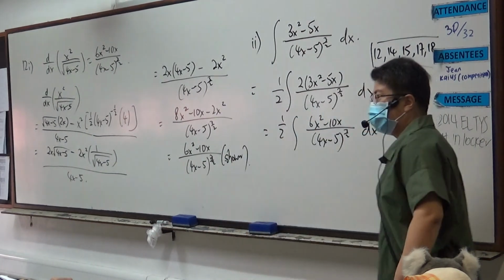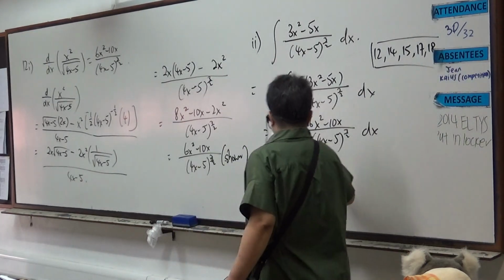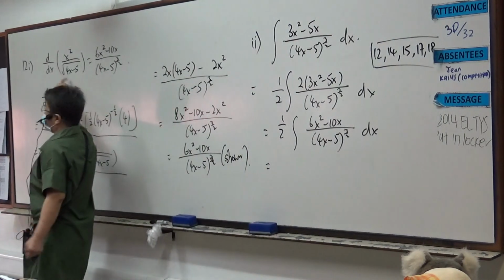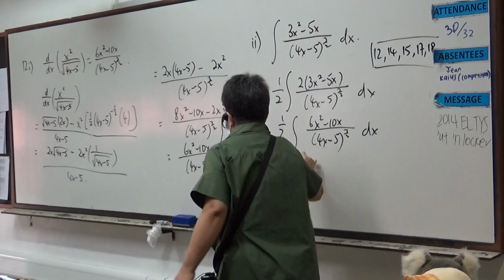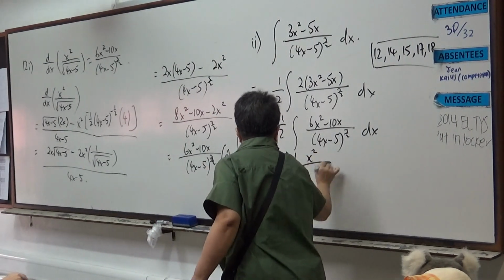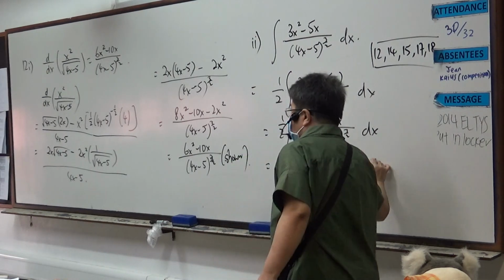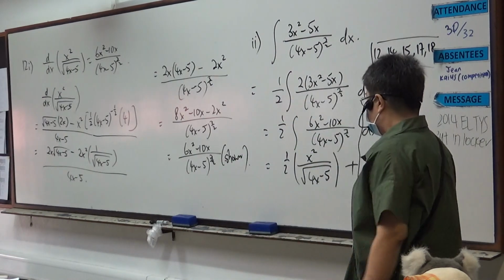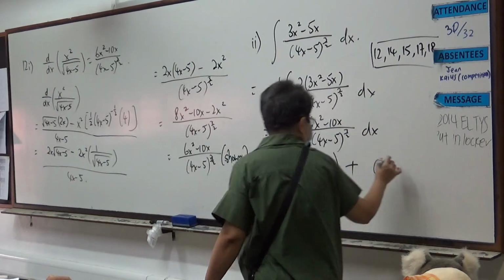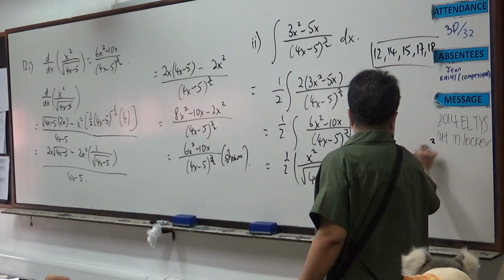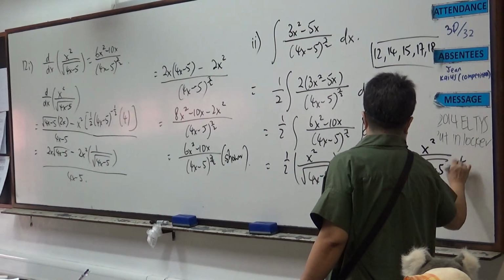like that, right? Can you see, I've rewritten it to something I know. So, when I integrate this, what do I get? I get this one. Okay, so it will be half times x squared over square root of (4x minus 5), plus c. Everybody okay? So, of course, if you want to straight away simplify, it will be x squared over 2 square root of (4x minus 5), plus c.